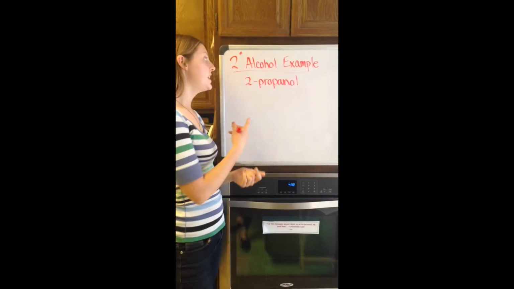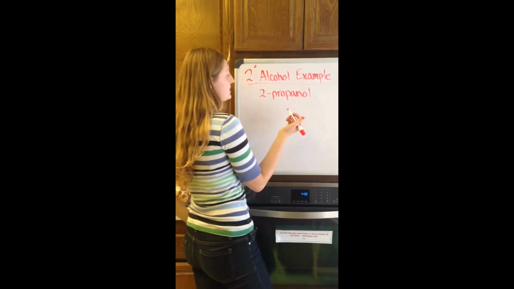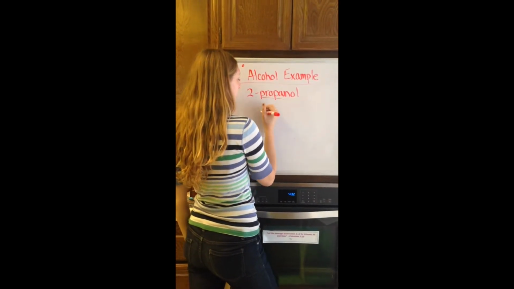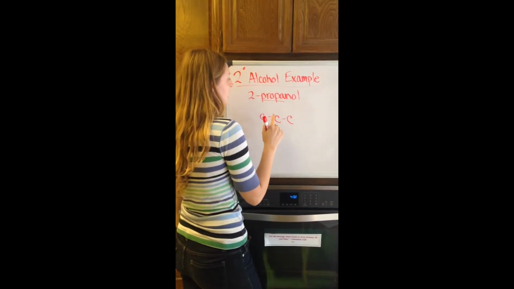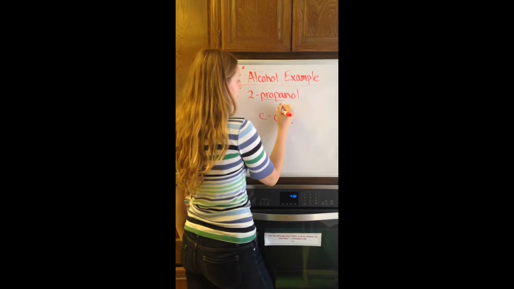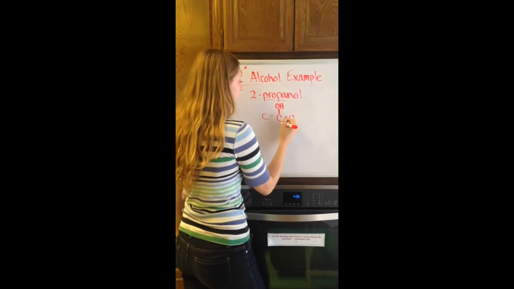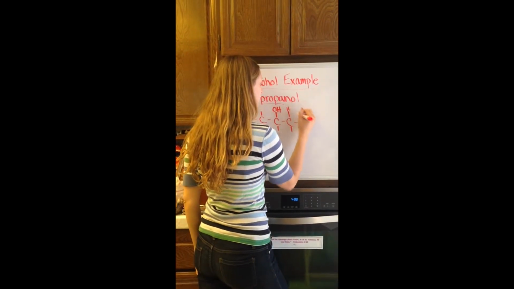An example of a secondary alcohol is 2-propanol. I'm going to draw it for us so we can see. So with propanol, you know that the parent chain is going to have 3 carbons. So we're going to draw 3 carbons. And since it's 2, the alcohol will be here. And we're going to add all of our hydrogen atoms.